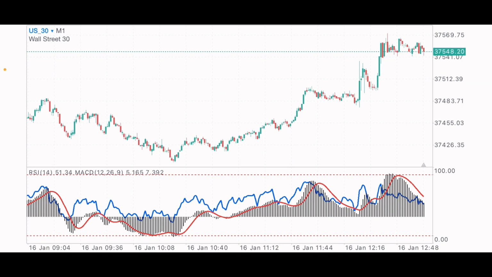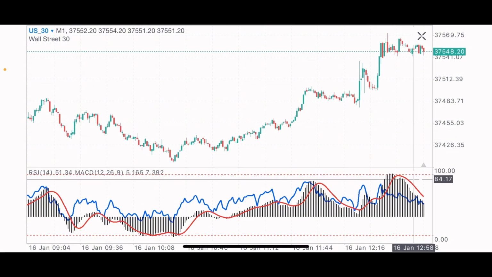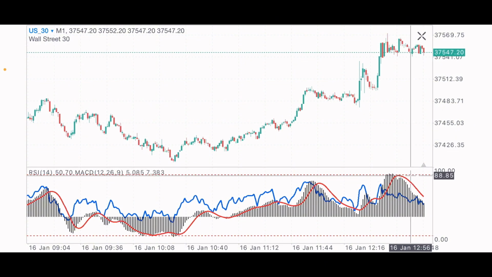So this is the indicator, the RSI and the MACD we're using for this strategy, plus price action. Remember, I told you guys we're going to be using price action together with this MACD to be profitable in the market, right?